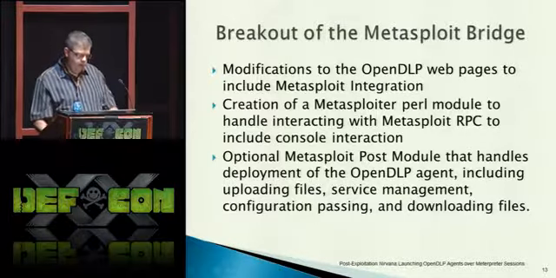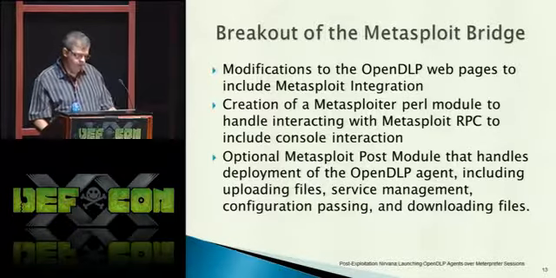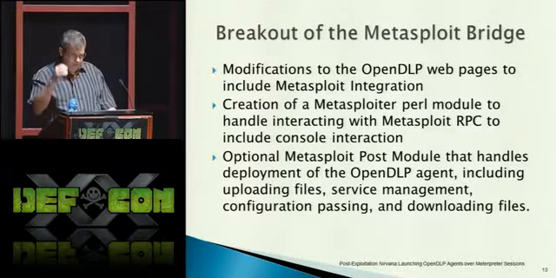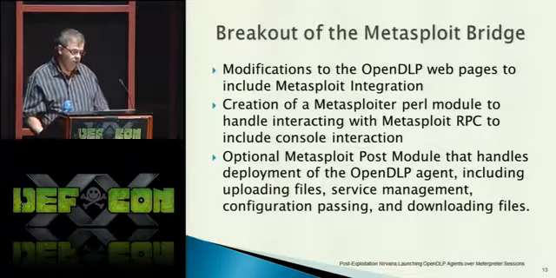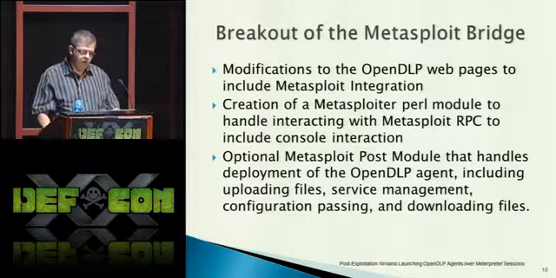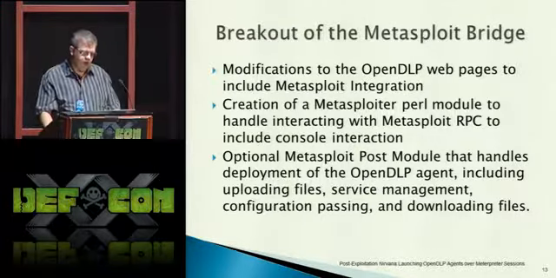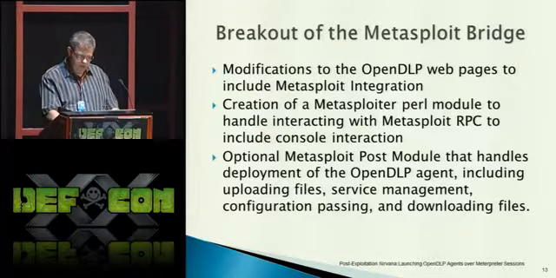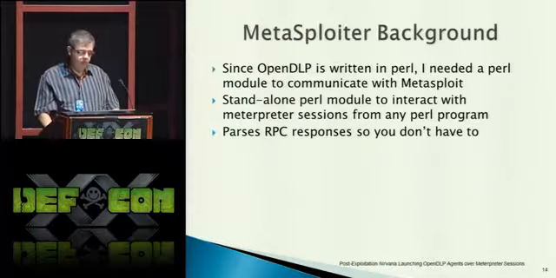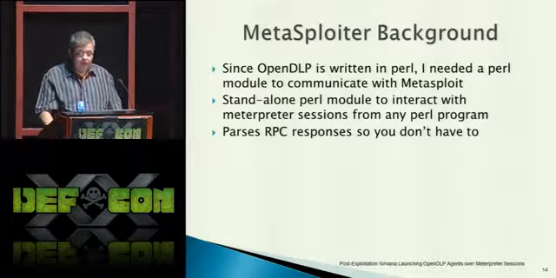So to do this, I created a Perl module called metasploiter.pl. And I modified a bunch of the OpenDLP web pages, the web app pages, to include all this integration, creating these directories and uploading these files, just like it's done with SMB currently. I also created a Ruby module that's installed in Metasploit, but I'll go over that a little bit more later. Right now we're going to concentrate on an interpreter deployment. Since OpenDLP is written in Perl, I figured I should probably learn Perl. And I did.